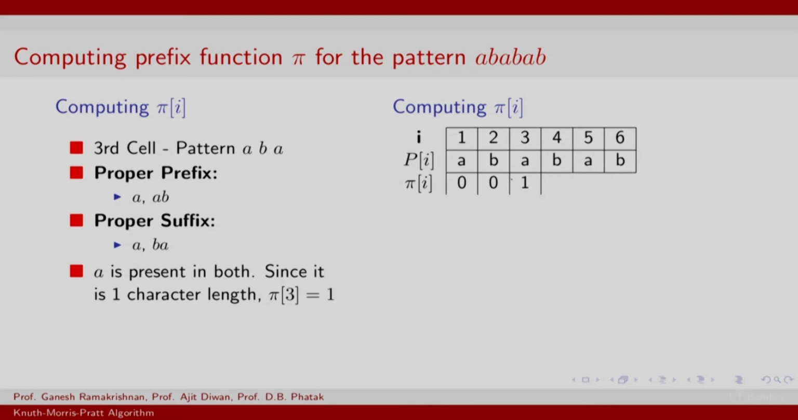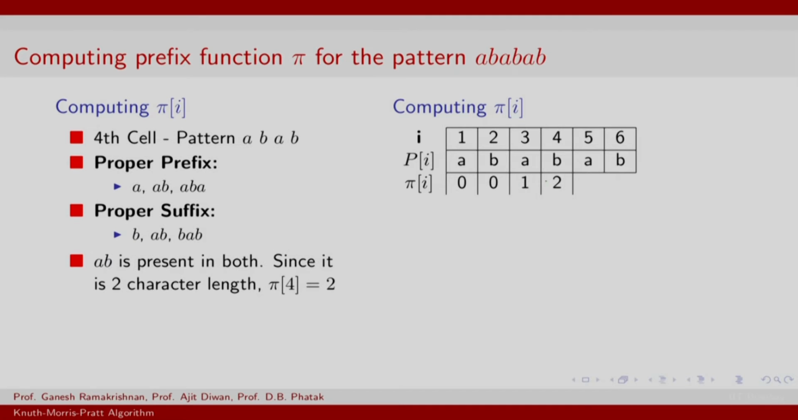At the next level we find that it is indeed possible to find a prefix of P3, that is A, which is a proper suffix of ABA. So pi 3 is therefore 1, pointing to A. How about P4? There is indeed a prefix AB that is a proper suffix of ABAB. So this gives you an index of 2.